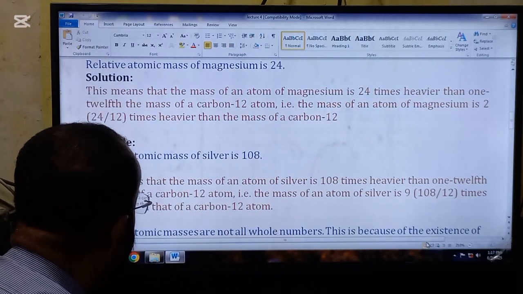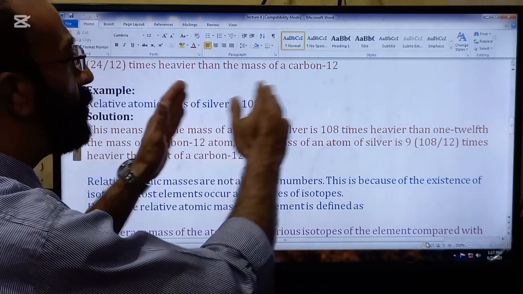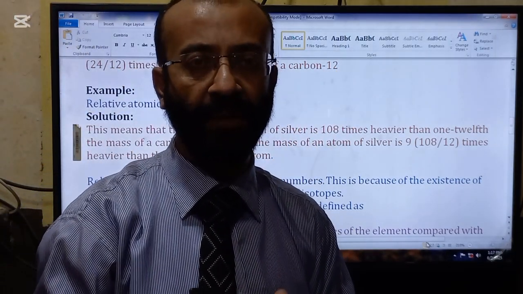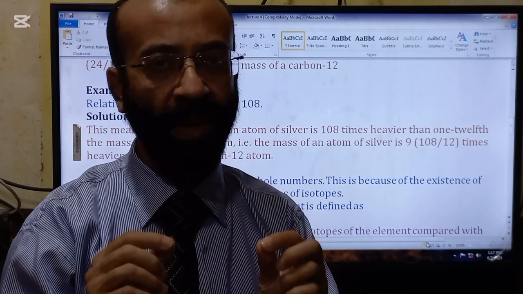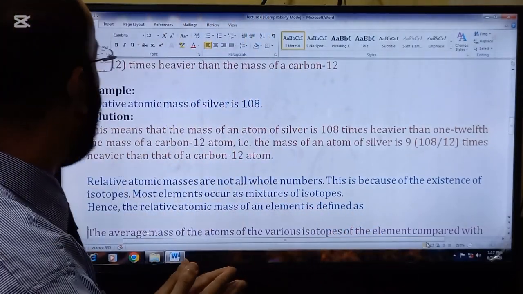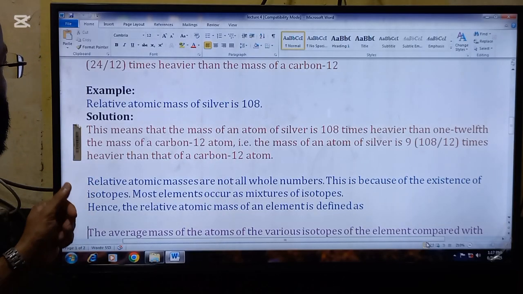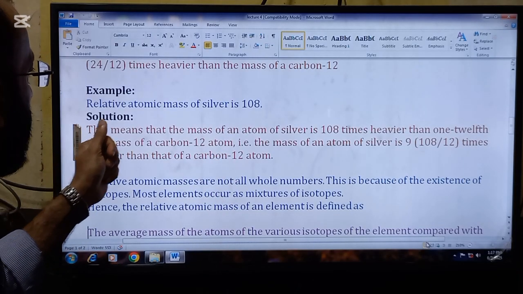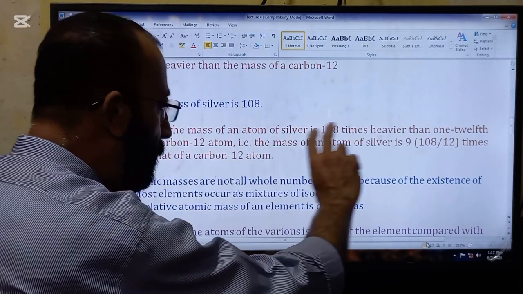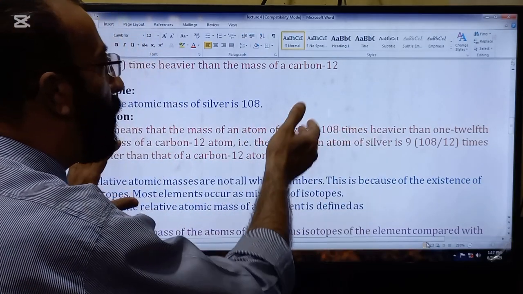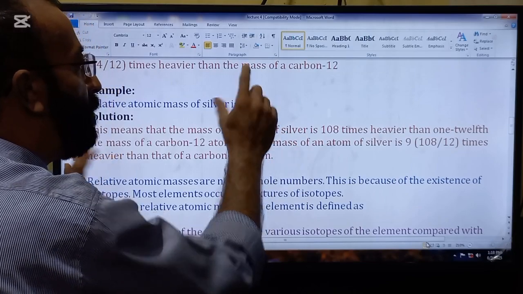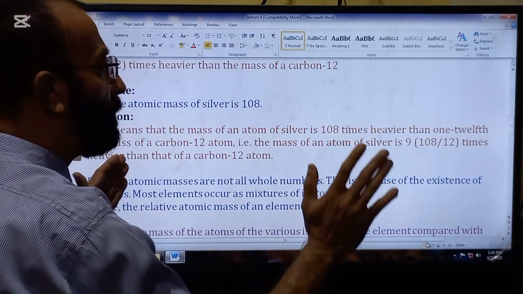So look now, another example. So you have to learn that line whenever you will compare the mass of an atom with the carbon-12. So look now, here is another example. Relative atomic mass of silver is 108. So look at the wording. Wording is same, only magnesium will be replaced with silver. All the rest of the line will be same.